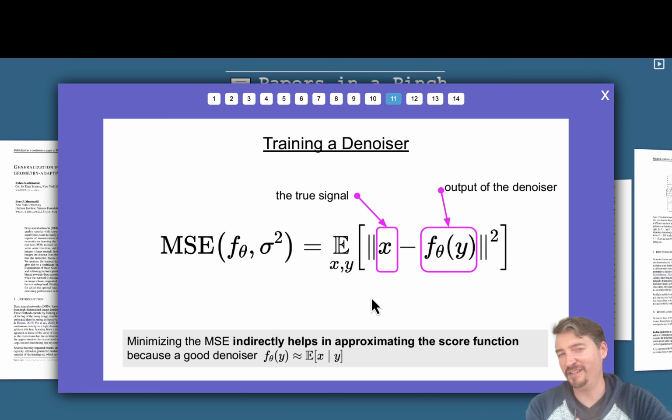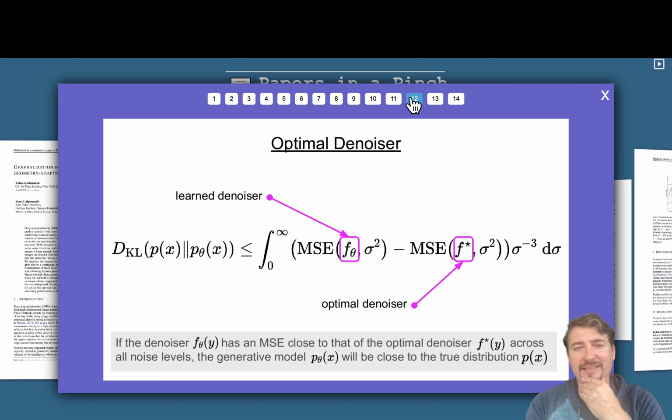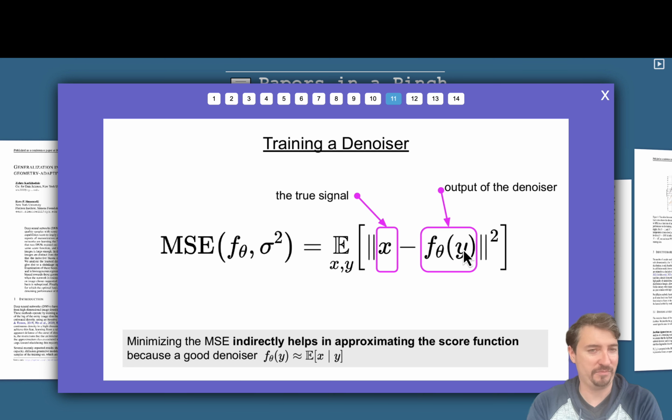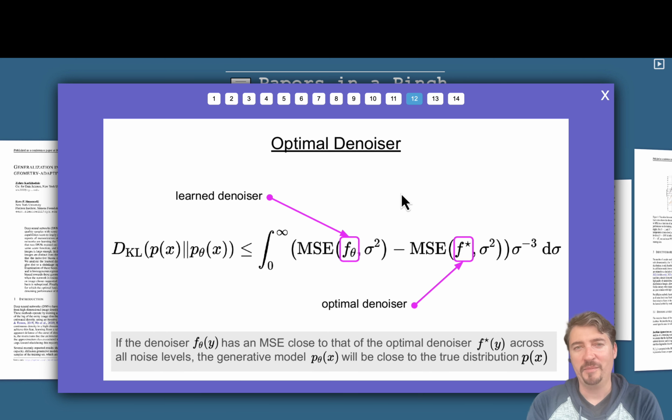I'm going to step through each of these. I'm going to go back, and we're going to step through the whole thing so you can see how this whole thing relates. Let me do one more thing here, before we get into the Jacobian stuff. So now that you have a mean squared error, this is saying if you had an optimal denoiser, it would have its own mean squared error as per the mean squared error definition here. But there's also the denoiser that we're actually training, which would have its own mean squared error. If you took the difference of those and you integrated over all the noise, then that gets us back to this KL divergence between the model you're trying to learn and the density of the clean image.